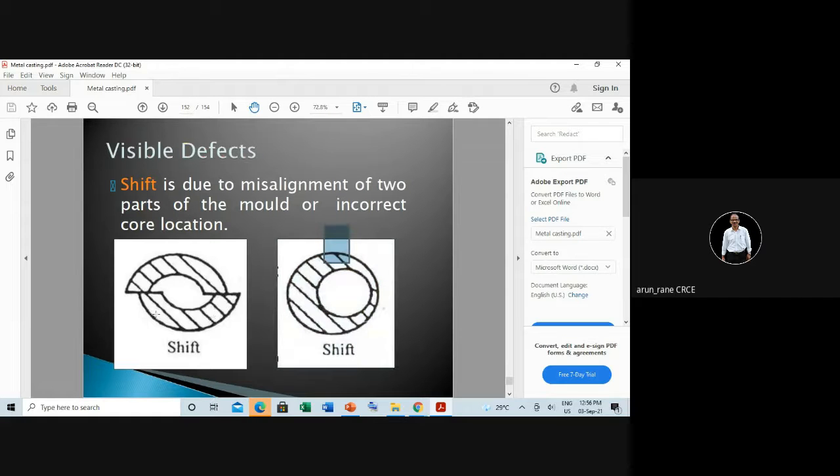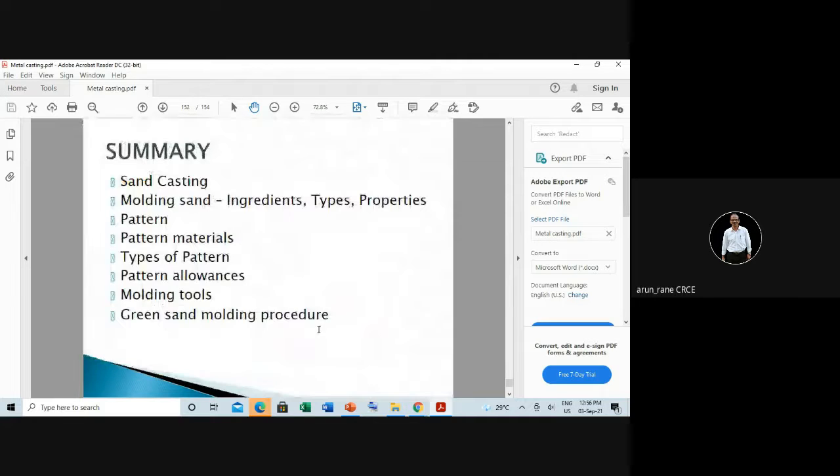This is your cope and drag, they are not aligned properly. That's why you get this shift. Now this is your core. This is a hole which is not exactly in the center. So this defect is one of the shifts, which is more common.